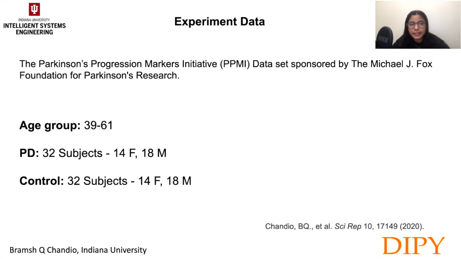The experimental data that we used for BUAN came from the Parkinson's Progression Markers Initiative, PPMI dataset. We selected a specific age group from 39 to 61, and each group, patient group and control group, had 32 subjects, 14 female and 18 male. We kept the same ratio of male to female in both groups and also the age ratio so that we don't have any bias because of different age groups or different ratio of male to female.